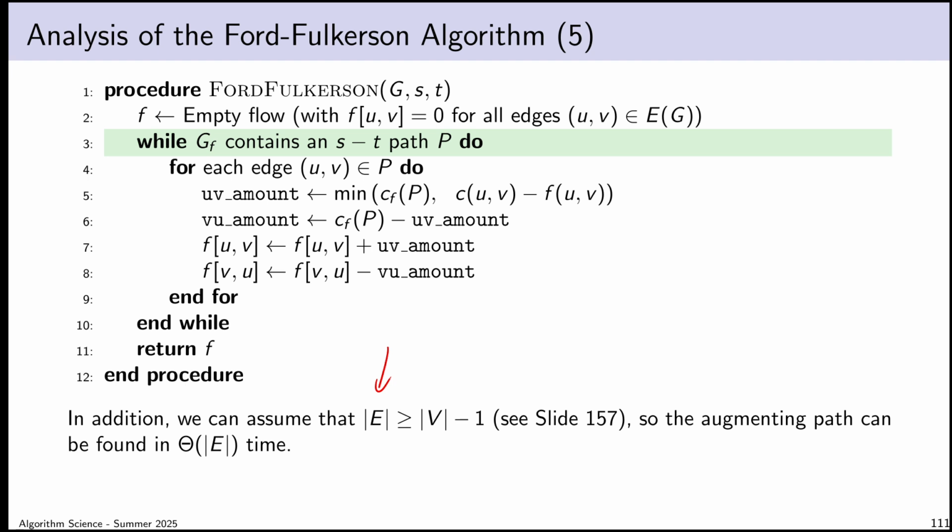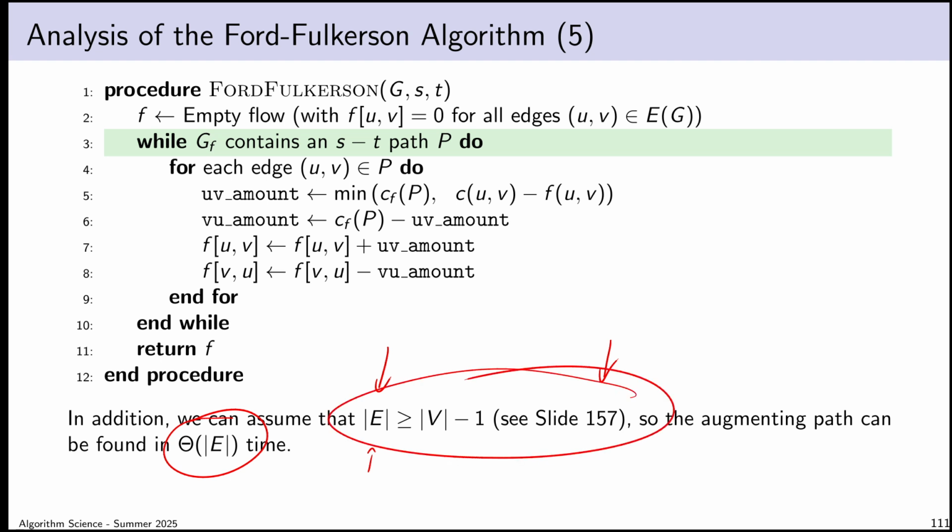Now, this requires a little bit of an argument, so I'm going to talk about that later. But basically, the reason I want to make this claim is because it allows me to ignore the V term. Because if E is greater than or equal to V, then E just dominates the whole expression, so I can simplify things quite nicely. I will explain where I'm getting this from. It does require a little bit of logic.